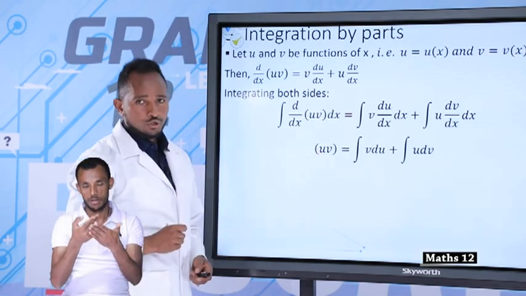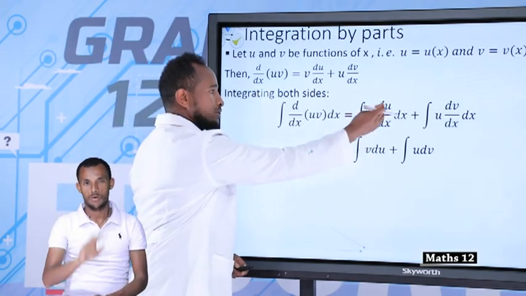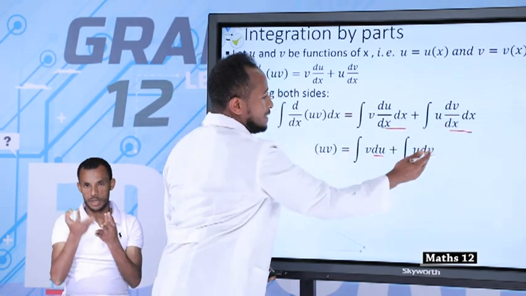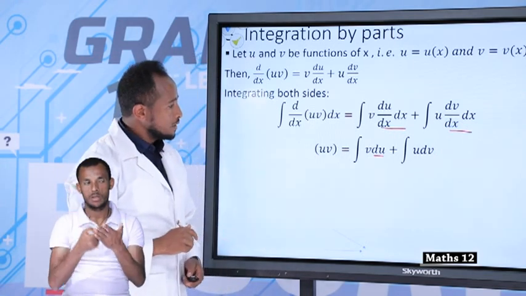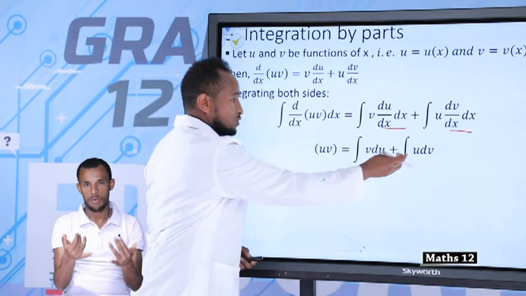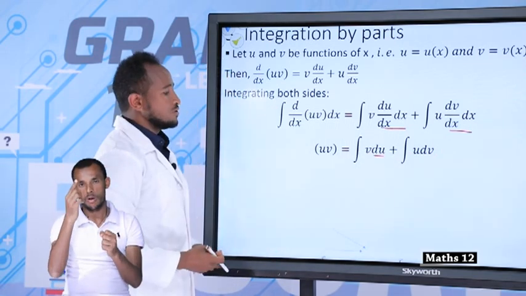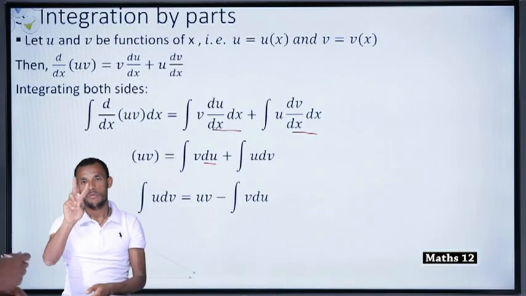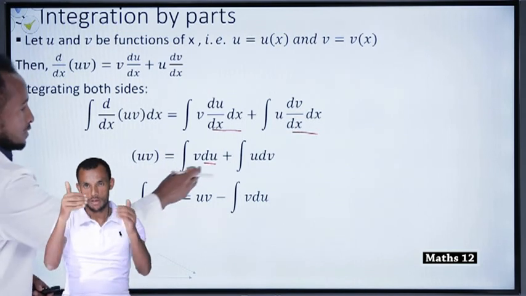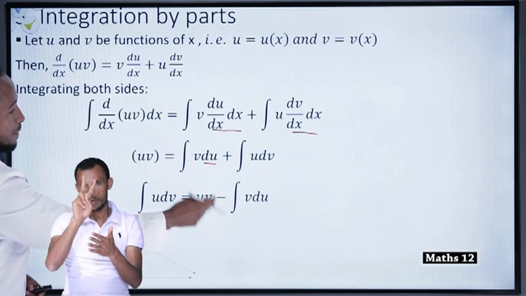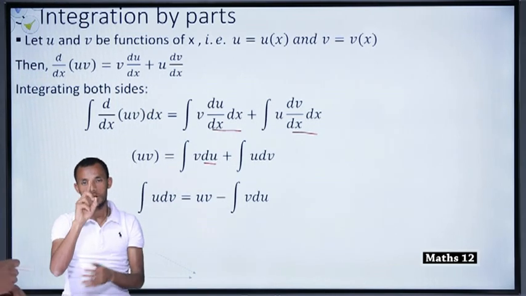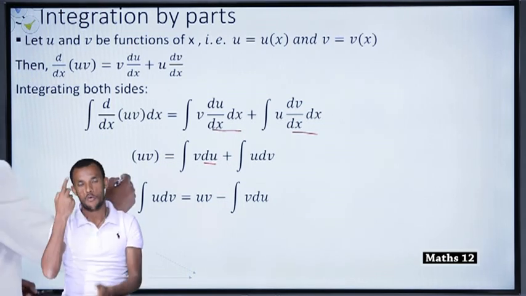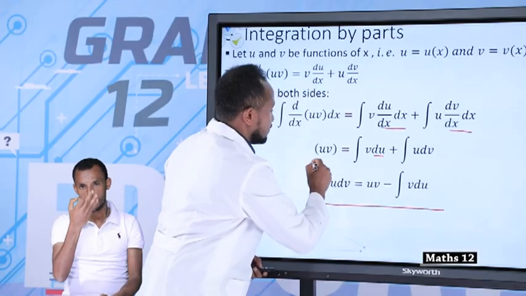So this is equal to v times du, assuming this to be du, plus u times dv, assuming this expression to be dv. Now let's try to solve for one of the two. Let's take this one, the integration of u times dv. The integration of u times dv is equal to, taking this to the other side, uv minus the integration of v times du.